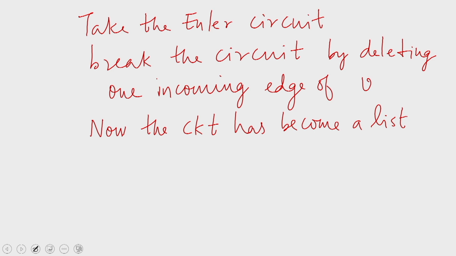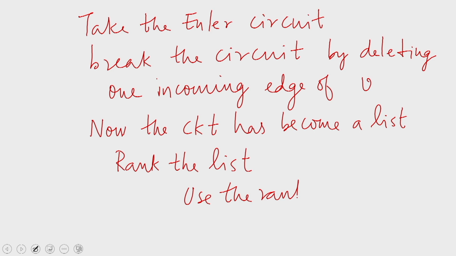Now, once we have this list, we can rank the list. So, this is not a circular list anymore, this is a regular list. Let us say we rank the list, and then how do we use the ranks? To root the tree. So, I claim that the ranks can easily root the tree. So, let us see how this can be done.